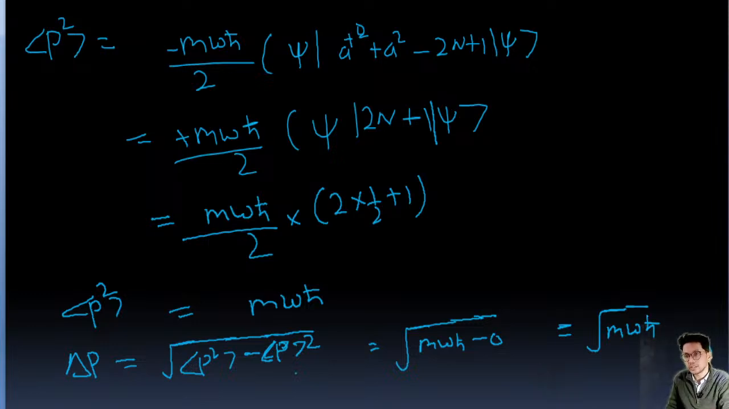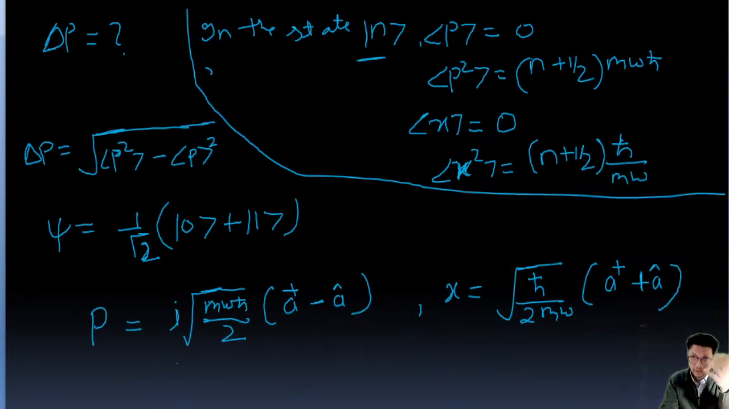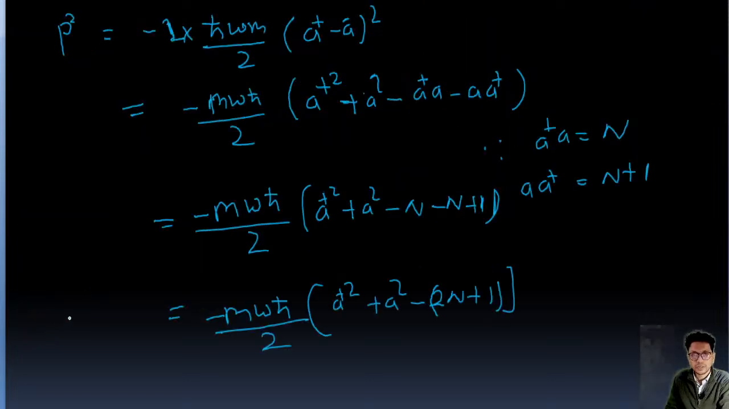So this is the answer, guys. So which option is matching? We'll check it. Very important question, and many things get cleared, right? So option number C is the correct one. C, that is root mωħ. So root mωħ is the correct answer. Answer C.